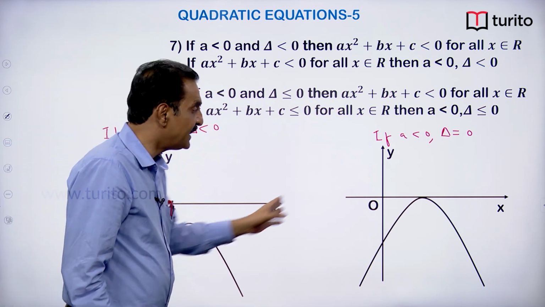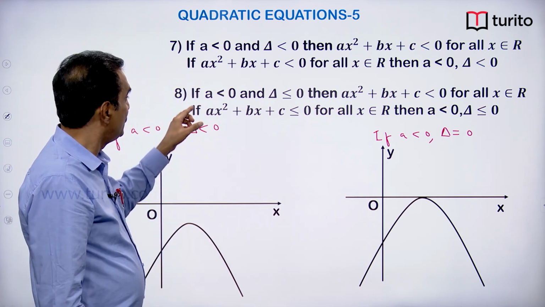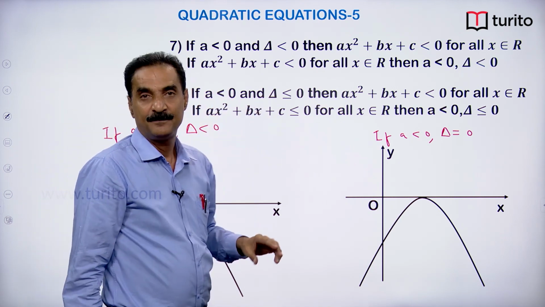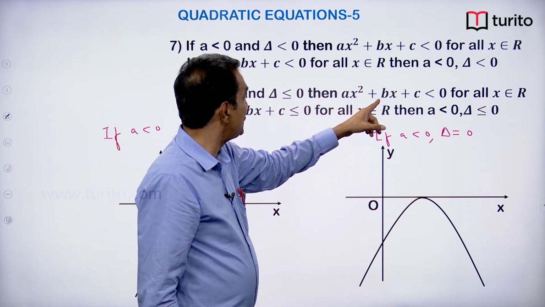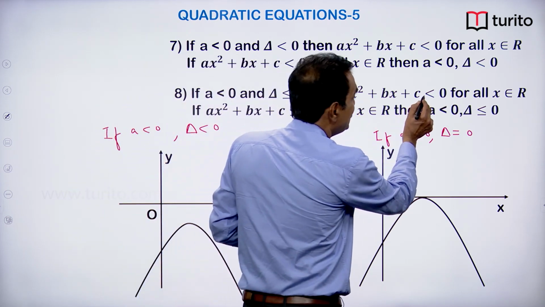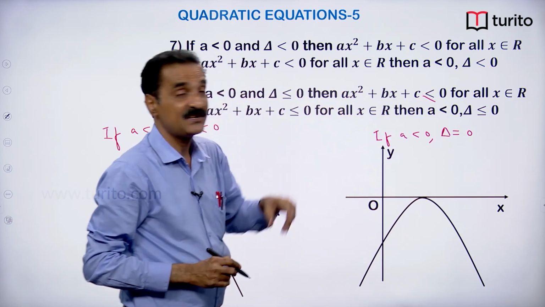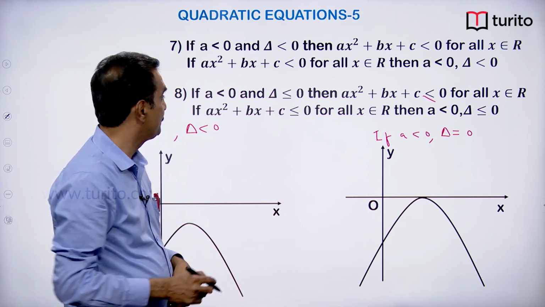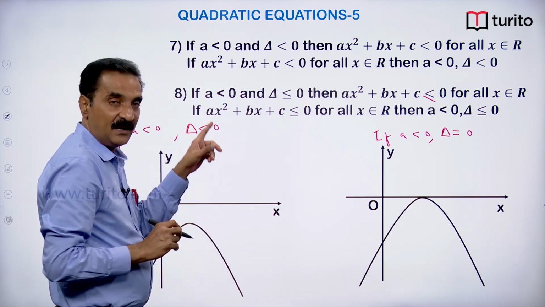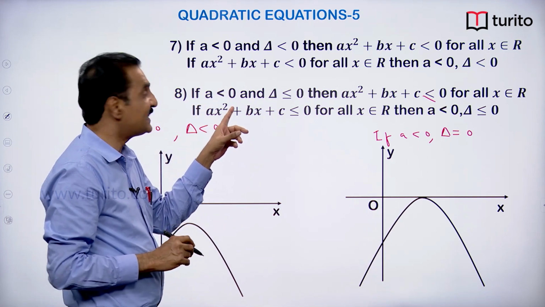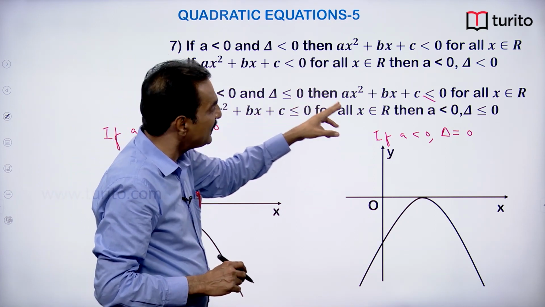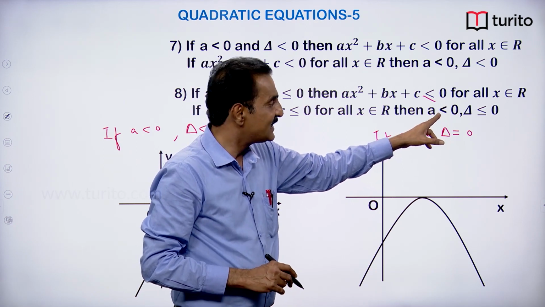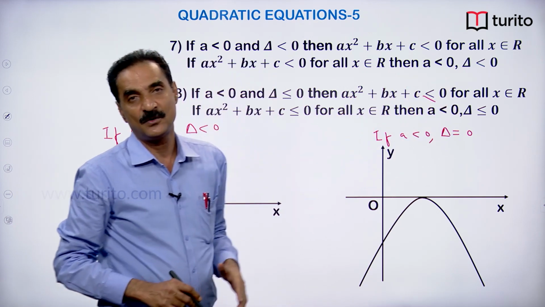Next, if we combine these two cases, if a is less than 0 and delta is less than or equal to 0, then ax square plus bx plus c is less than or equal to 0 for all x belongs to R. Converse: if ax square plus bx plus c is less than or equal to 0 for all real values of x, then the necessary condition is a is less than 0 and delta less than or equal to 0.